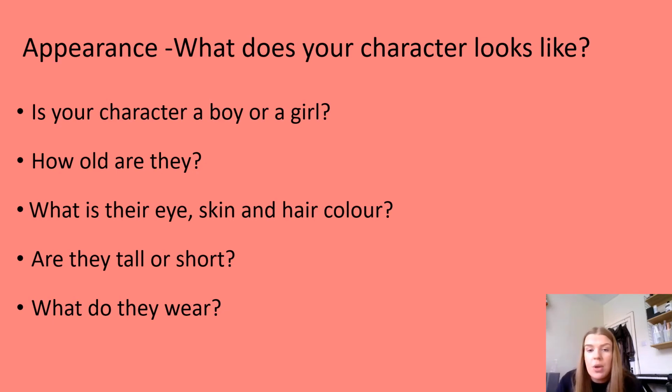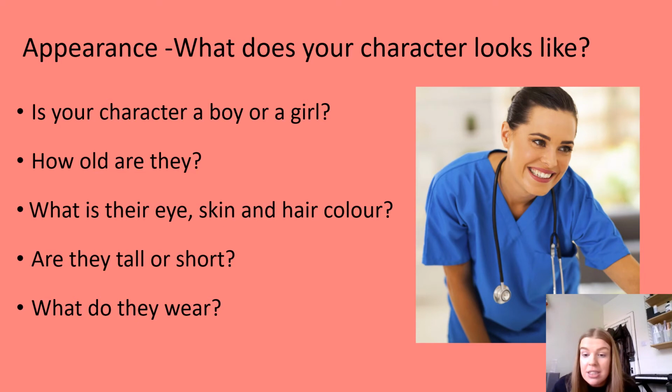Okay, so I'm going to give you an example. This is a lady I'm going to use to base my character around. Okay, obviously this lady is a girl. She might be about 30 years old. She's got brown eyes and dark hair, hasn't she? Yep, she's quite tall. My character is quite tall, and she's going to be a nurse in my story, okay? So she wears a nurse's uniform. We're going to look at jobs shortly, but that might help you decide what they're going to wear. So if you're struggling with that one, we'll come back to it.